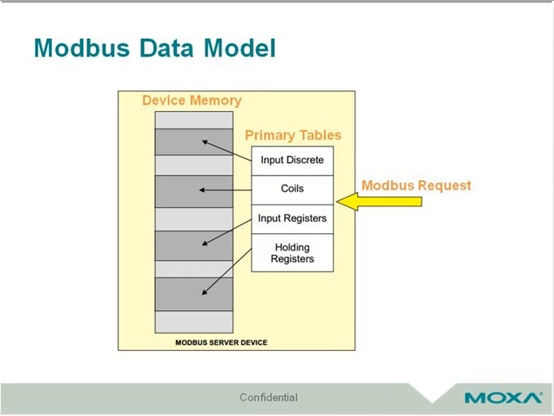The function code will tell it how to read or write to its internal memory by the primary tables, which I will introduce later. The next step is to find where it should start to read or write. After that, it will generate the response. If the request is read, the response will include the data from memory. And if it's write, the response will report how much data has been written to the device.